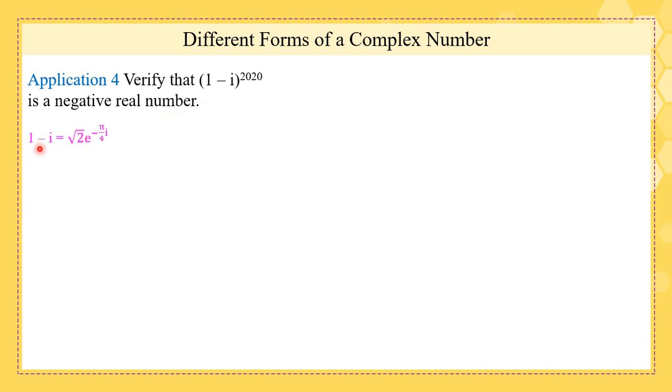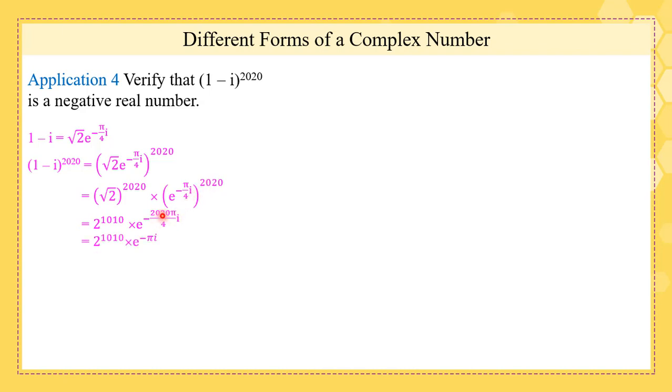Well, 1 minus i, if we write it exponentially, this is what we get. And (1 minus i)^2020 is the exponential form to the power 2020. Then we distribute the exponent for the radical and for e. We get radical 2 to the power 2020 times e to the power negative pi over 4 i, to the power 2020. The first one gives 2 to the power 1010 if we remove the radical, and here if we multiply this number by that one, this is what we get.